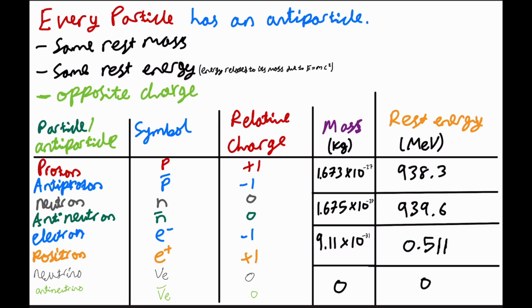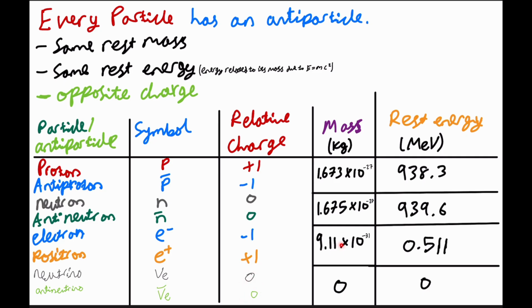And as you can see, the charge of a proton is +1, so the charge of an antiproton has to be -1. The charge of a neutron is 0, and the opposite charge of 0 would be 0, so the antineutron would also have a charge of 0. The electron has a charge of -1, so the positron must have a charge of +1, and the same as the neutron for the neutrino, because you have 0 charge, the opposite of 0 is 0.